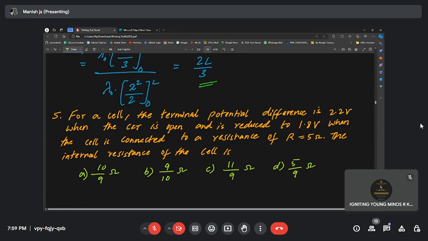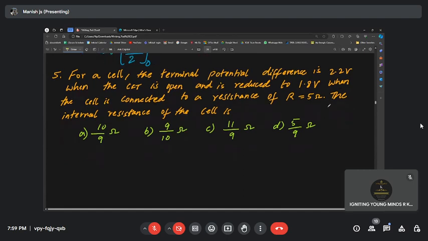As per the question, for a cell, they have given you the terminal potential difference, and that is 2.2 volts. This is when the circuit is open. Under open circuit condition, the cell potential difference is 2.2. But when it is connected to a resistance of 5 ohms, it is reduced to 1.8. That is the observation. Now, under these conditions, they are asking what is the internal resistance of the cell. So how can we calculate the internal resistance of this cell?